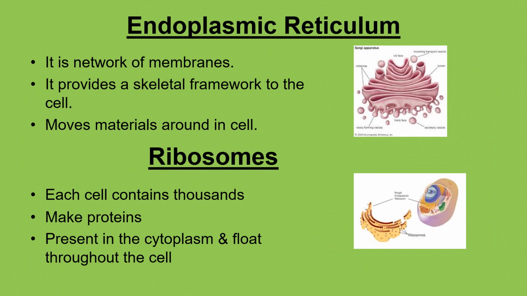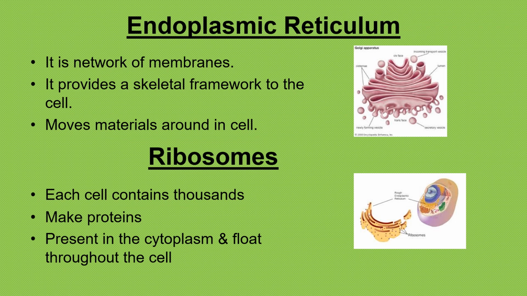Endoplasmic reticulum. It is a network of membranes, as you can see in the figure. It forms a skeletal framework to the cell and moves material around in the cell. Next is ribosomes. Ribosomes are available in thousands inside the cell. Either they are adhering to the endoplasmic reticulum or they are free living in the cytoplasm. If they are attached to the endoplasmic reticulum, it is known as rough endoplasmic reticulum. And if the endoplasmic reticulum does not have ribosomes, then it is known as smooth endoplasmic reticulum.